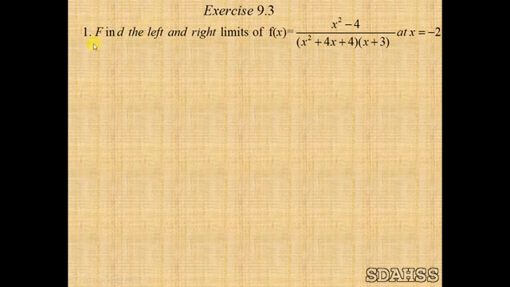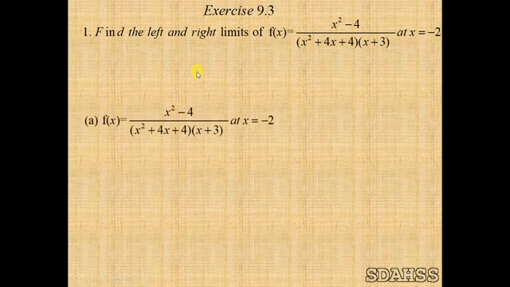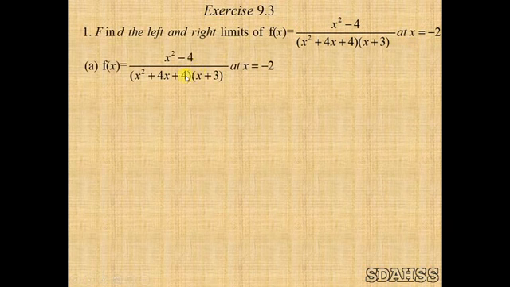Exercise 9.3. First sum. Find the left and right limits of f of x is equal to (x square minus 4) divided by (x square plus 4x plus 4) into (x plus 3) at x is equal to minus 2. f of x is equal to (x square minus 4) divided by (x square plus 4x plus 4) into (x plus 3) at x is equal to minus 2.